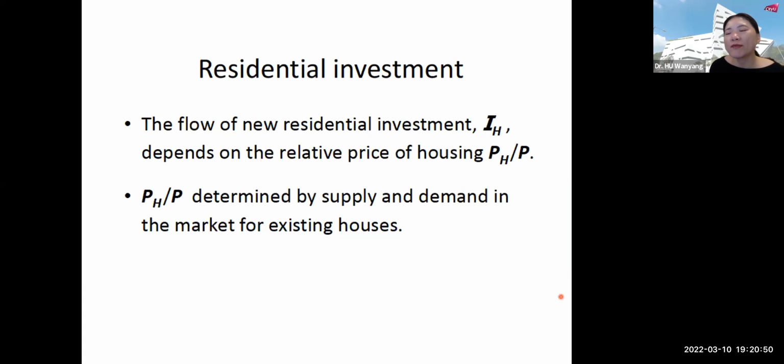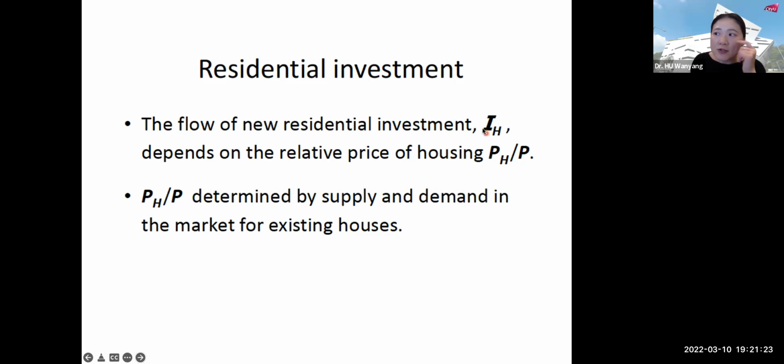Okay. So for residential investment, we look at housing as a type of asset, as a type of fixed asset. Here I think the most important thing is that you need to be able to differentiate between flow and stock. This is something important for today's lecture. Let's use IH to indicate the flow of new residential investment. IH is a flow measure, and this flow measure will depend on the relative price of housing.